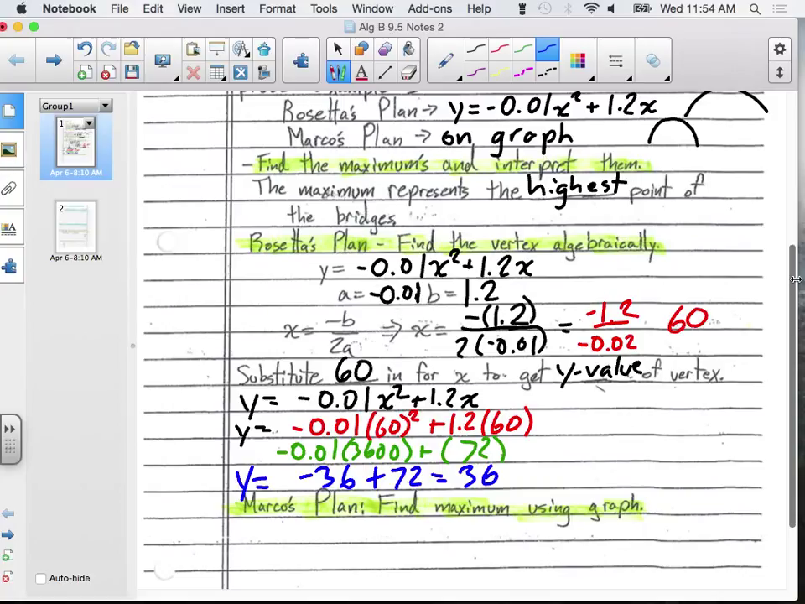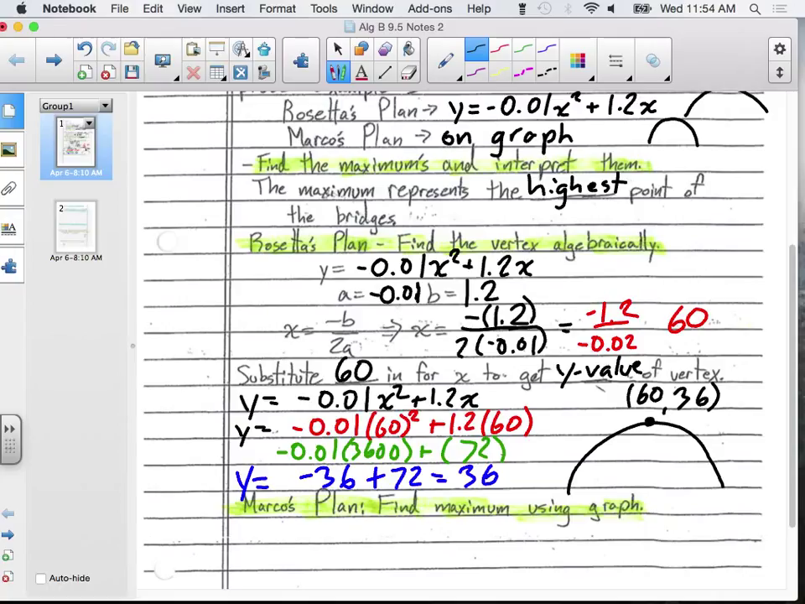Let's draw a picture. Let's draw the arch right beside your word there. Okay. Let's put a vertex on there. Let's get the ordered pair name for that vertex we just found. What is that vertex? Ordered pair what? 60, 36, okay?